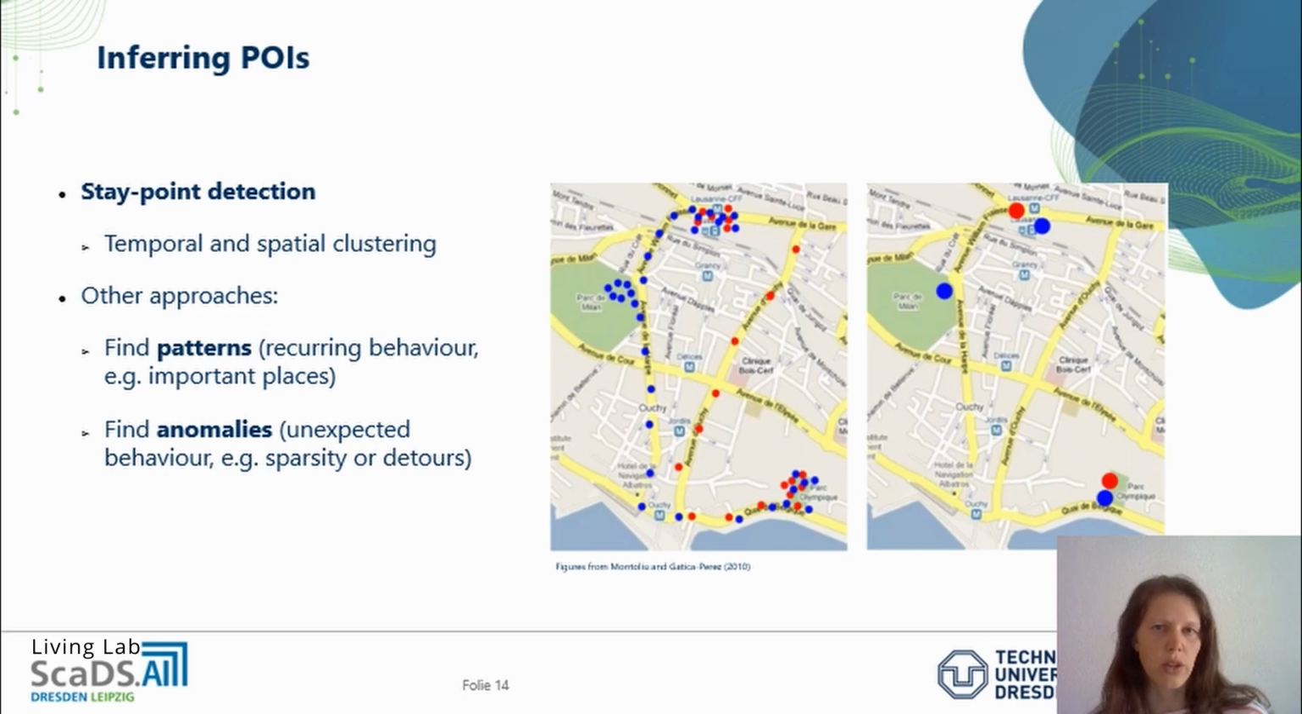We could also use other approaches that somehow look into what patterns are available in the data. For example, recurring behaviors, such as important places like a main station, might be easier to detect. On the other hand, we could also look into anomalies, because they also reveal information about points of interest, because they are deviating from the typical behavior, which can be detected, for example, by sparsity or by looking into detours from a typical road movement.